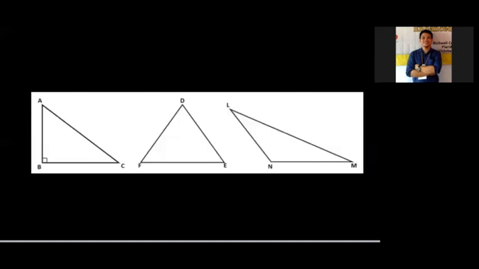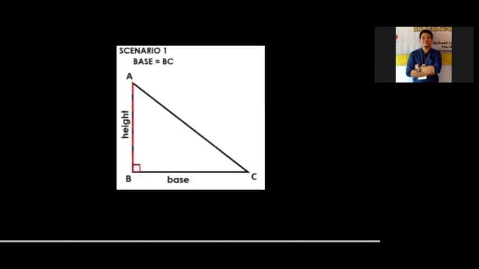Now, let us study the following triangles here. We will discuss each of them. Let's start with the first one. The first one is a right angle triangle. So triangle ABC is a right triangle.